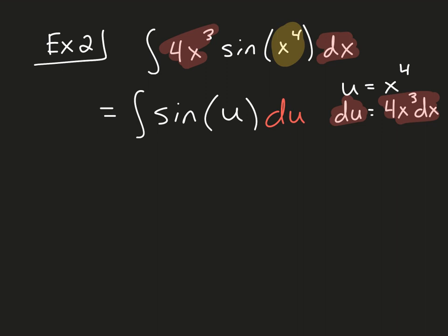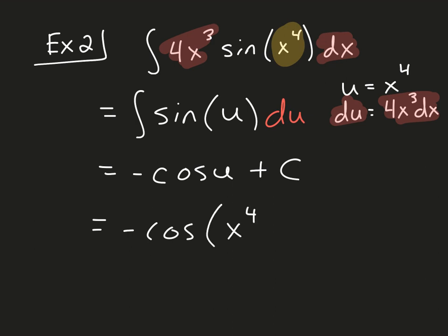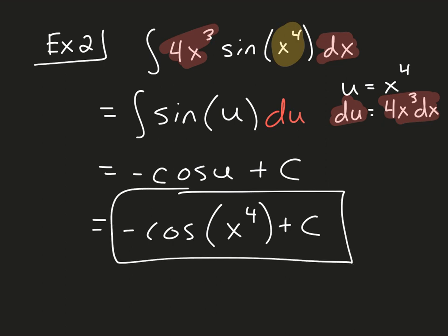And this is something that you can integrate. Thinking backwards, we want a function whose derivative is sine. So that's going to give us negative cosine of u plus c. And then finally, just substitute back in for u. We want to have x to the 4th. We want everything to be in terms of the same variable that we started with.